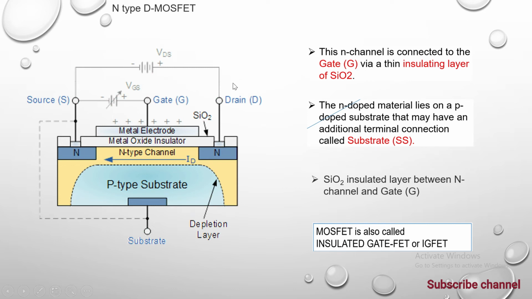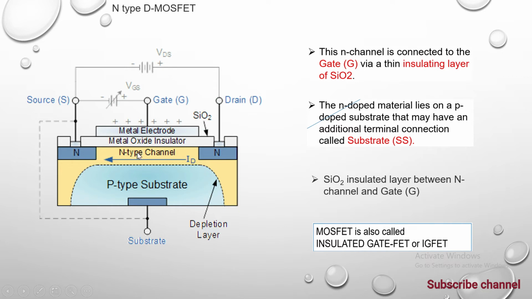Here is the schematic diagram of n-channel D-MOSFET, in which we have applied the biasing, and we have applied here source drain voltage, and we can see that also we have applied here the gate to source voltage. This is the schematic diagram through which we can see the whole arrangement, and this is the metal electrode which is gate, and this is metal oxide layer which is SiO2 layer. And this is the N channel.